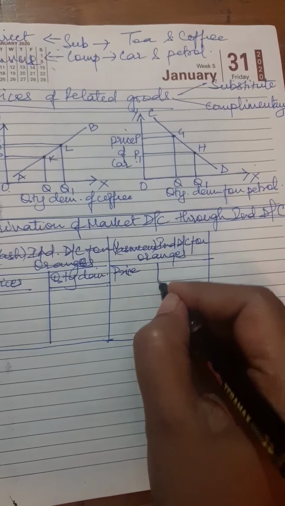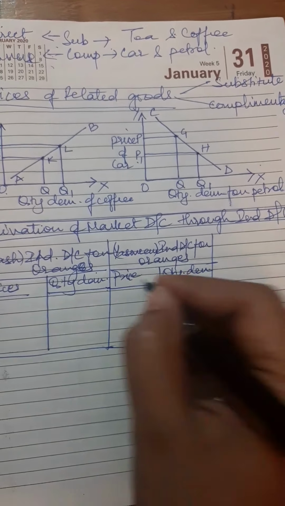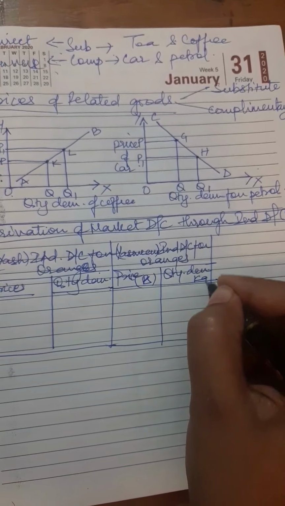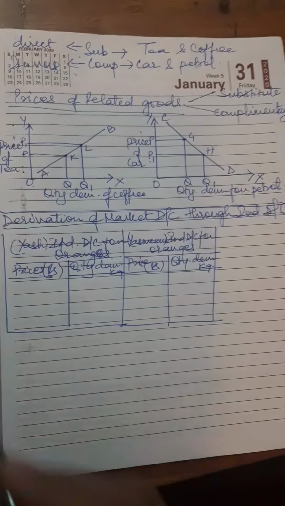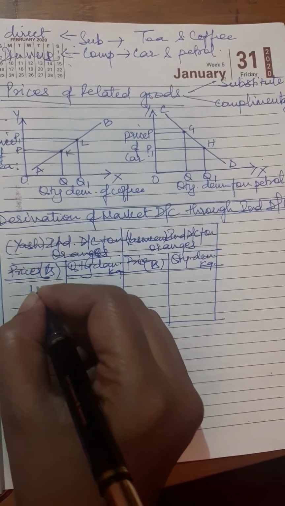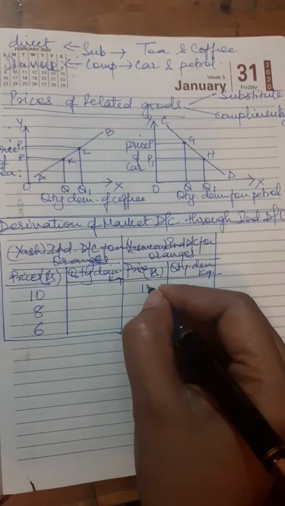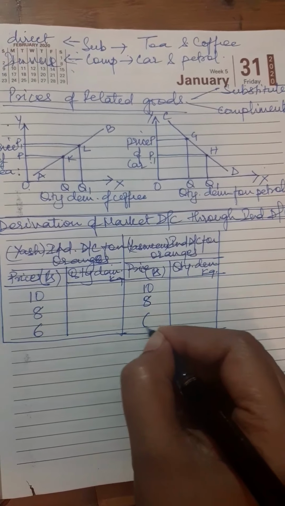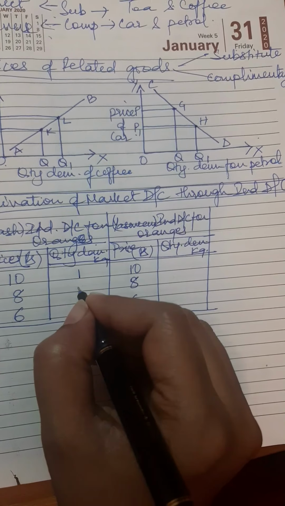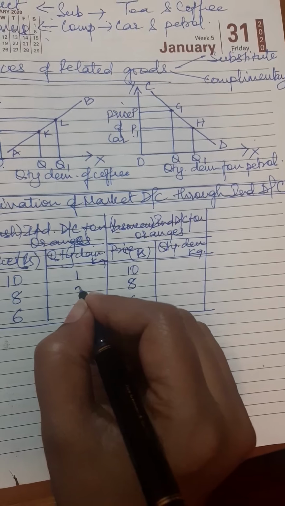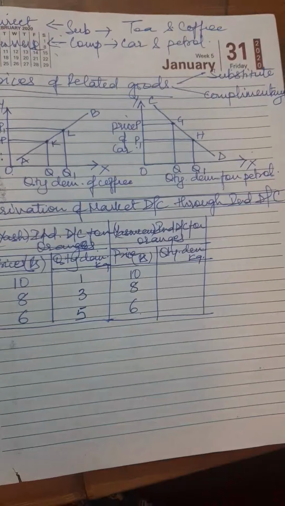Price and quantity demanded. This in rupees, this in kgs. Here again, this in rupees, this is kgs. So now I take here when the price is 10, 8 and 6. Same prices, 10, 8 and 6. Yash demanded 1 kg. In case of 8, 3 kg. And when the price fell down to 6, he demanded 5 kgs of oranges.